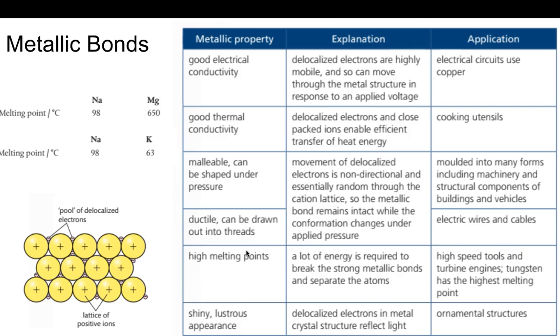Okay, metallic bonds. So this is a metallic bond right here. It's composed of positive ions with delocalized electrons, meaning these electrons are free to float around. Notice that a general trend is that when we move to the right with our metals, they are going to increase in melting point, and when we go down the table, they're going to decrease in melting point. And this chart does a good job of summarizing some of the properties of metals, meaning they are good conductors of electricity and heat, they are malleable and ductile, and they have high melting points, and they are shiny and lustrous.